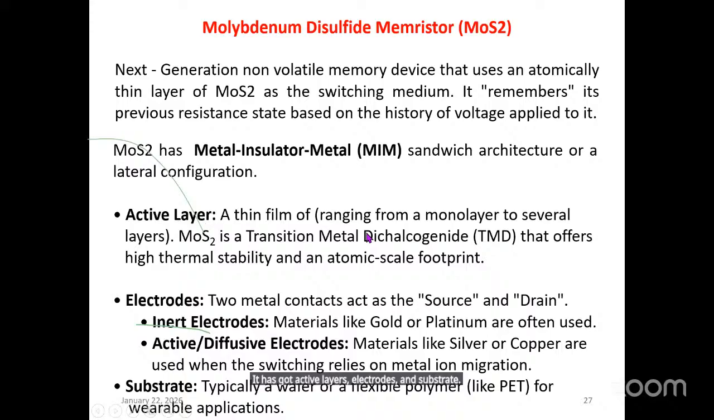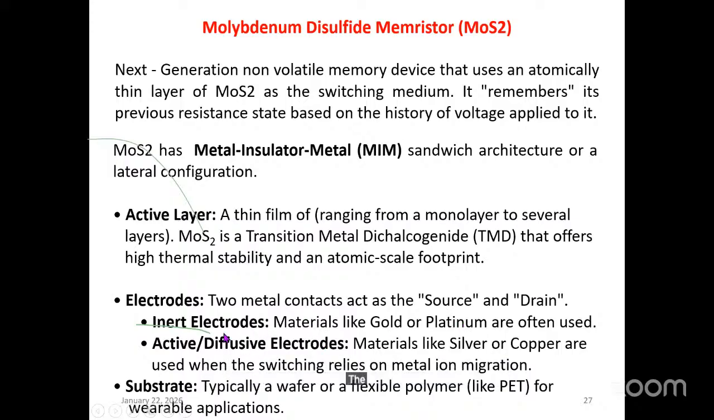Active layer, these all are now chemical things. A thin film ranging from monolayer to several layers, no doubt, MoS2 is a transition metal dichalcogenide, TMD, that offers high thermal stability and an atomic scale footprint. It is just about the chemical composition. Electrodes are no doubt, again the source, there is a drain.